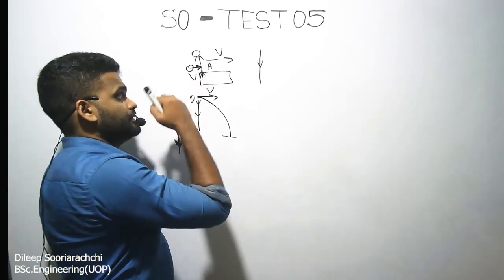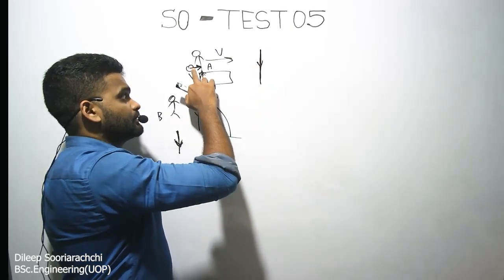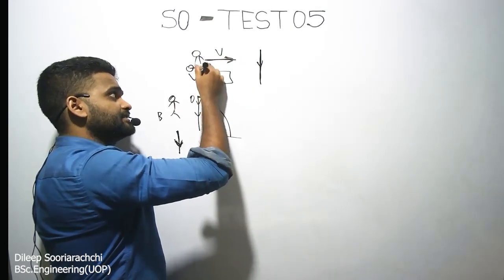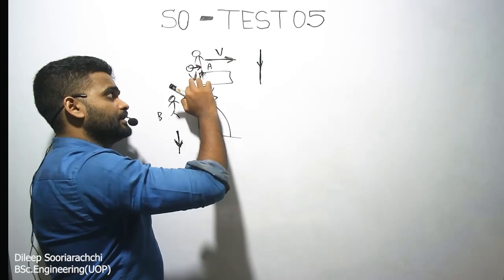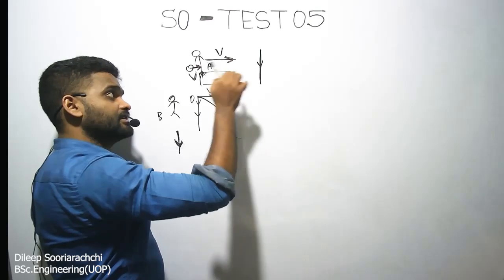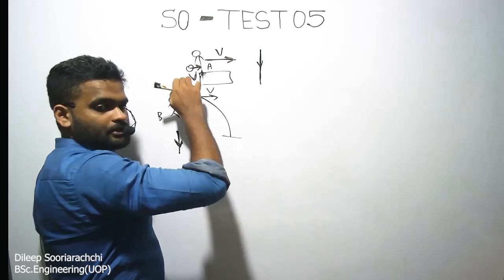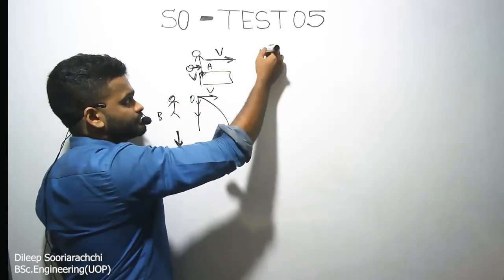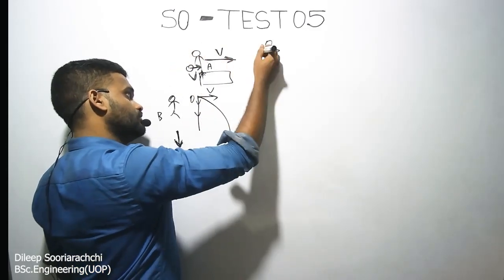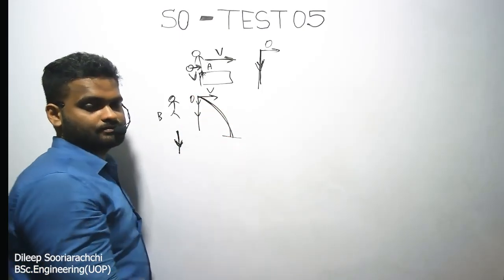But if you think about A, the vertical velocity is seen by A like this. What about horizontal velocities? Both A and the ball have the same horizontal velocities. Then what should be the relative velocity between A and the ball horizontally? Since these two are the same, V minus V, because in the same direction, V minus V, 0. So to this side, there's no velocity. So A perceives the ball just drops. B perceives the ball is in projectile motion.